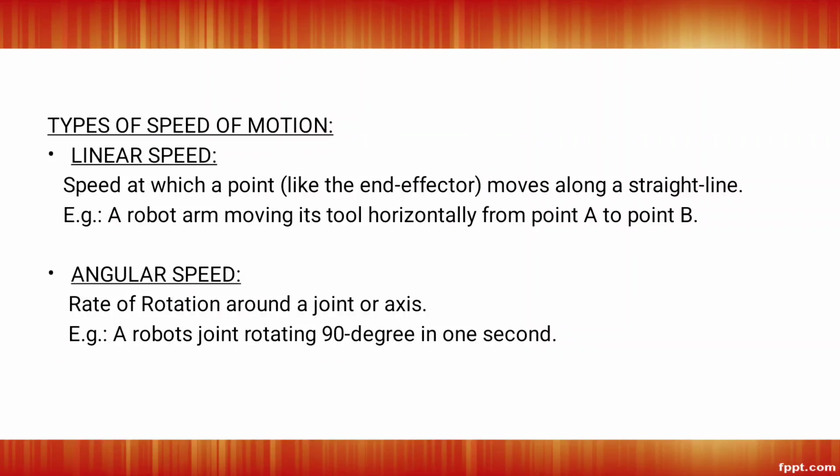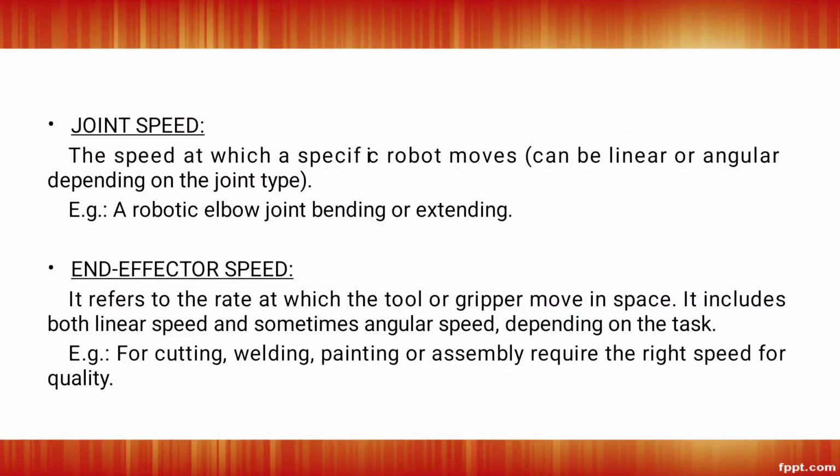Next is angular speed, the rate of rotation around a joint or axis. For example, a robot joint rotating 90 degrees in 1 second. Next is joint speed, the speed at which a specific robot joint moves. It can be linear or angular depending upon the joint type. For example, a robotic elbow joint bending or extending.